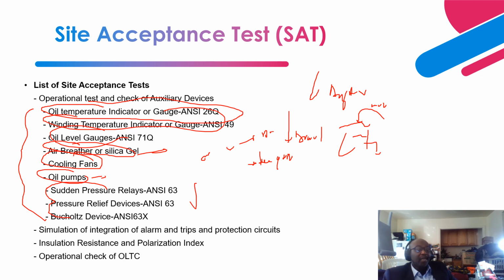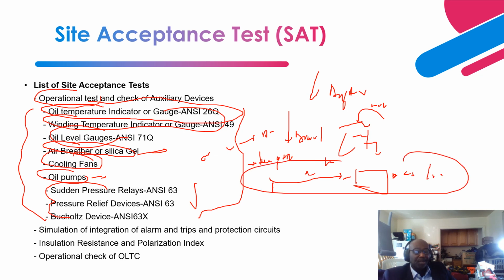Then after installation, you test all these devices functionally, and that is what they call operational testing. Then you perform integration of the alarm and the trip circuits. Perform testing of the whole sequence, from the auxiliary devices to your DCS system or your SCADA system, or your tripping system, your tripping breakers, everything. That testing part is, if it goes through auxiliary relays, all that part is tested.